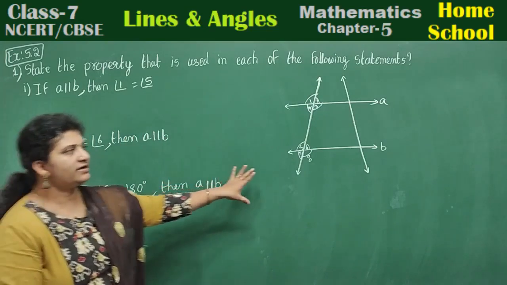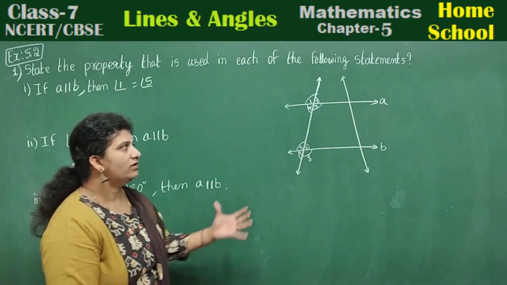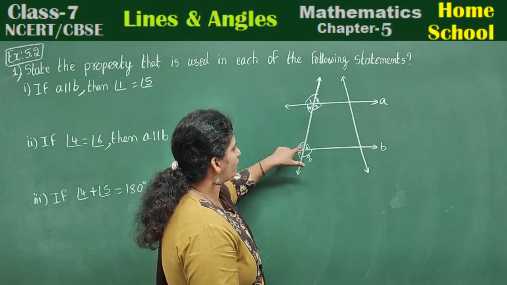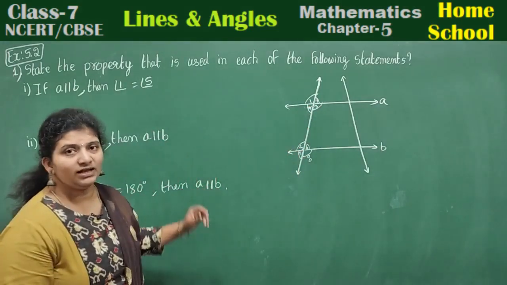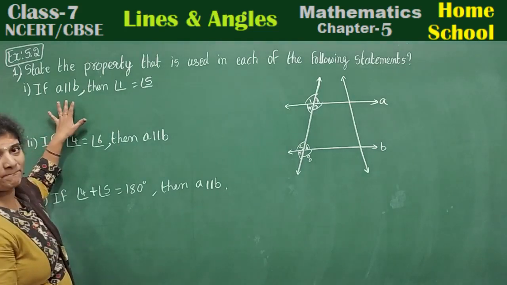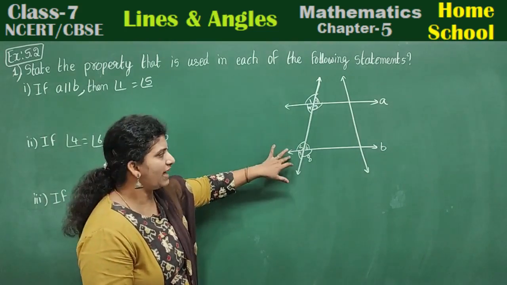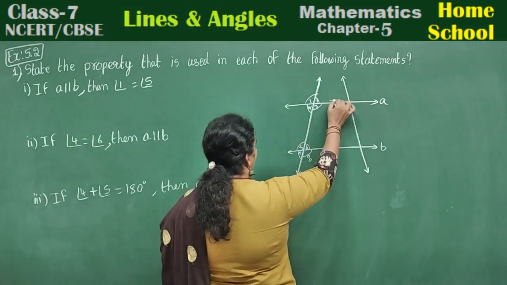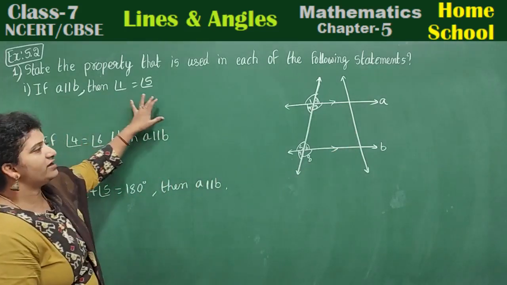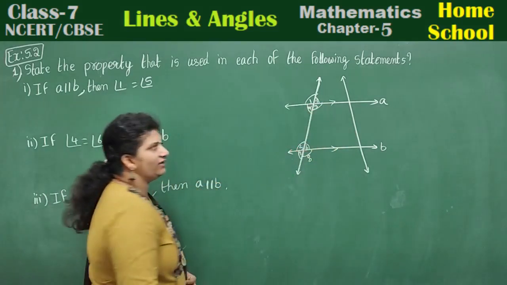Okay. Let's see here. There are two lines and again two transversals you can see. And you can see the angles created by transversal 1, 2, 3, 4, 5, 6, 7, 8. Okay, let's read the statement. First one, if A parallel to B. Line A is parallel to line B. Angle 1 is equal to angle 5.